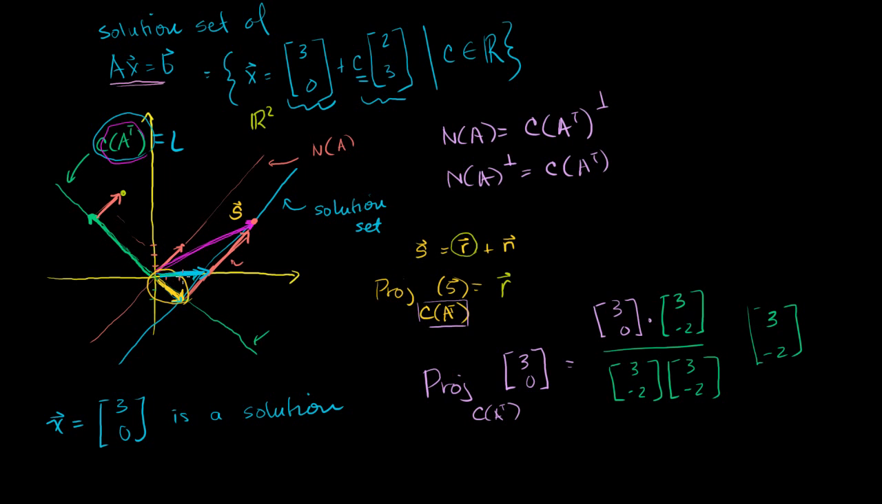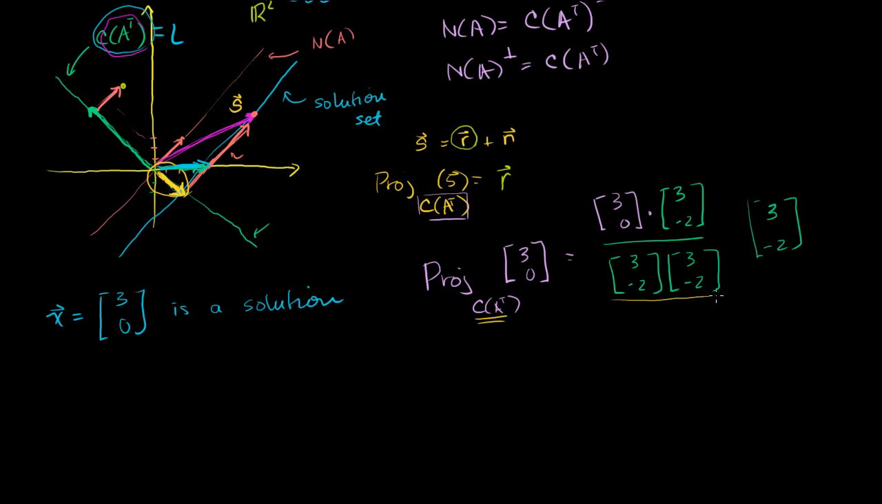So this is the projection of this solution onto my row space, which should give me this vector right here, because we're just taking a projection onto a line, because the row space in this subspace is a line. And so we used the linear projections that we first got introduced to when I first started doing linear transformations. So what is this? This is 3 times 3, plus 0 times minus 2. This right here is equal to 9. This is 3 times 3 plus minus 2 times minus 2. So that's 9 plus 4. That's 13. So it's 9 over 13 times this vector right here.